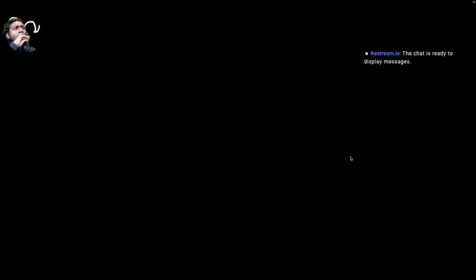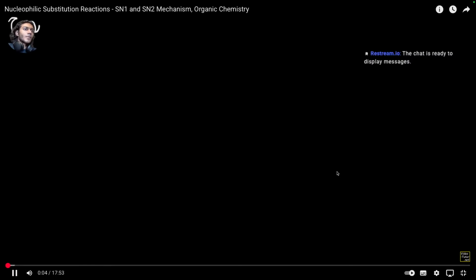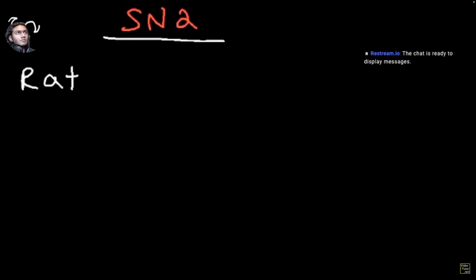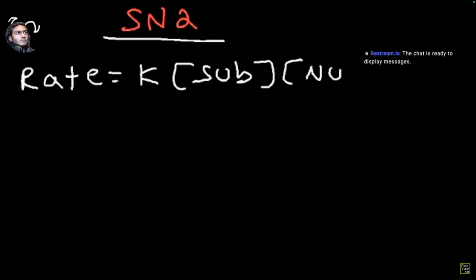In this video, we're going to focus on nucleophilic substitution reactions. There's two common types that you need to know, the SN1 reaction and the SN2 reaction. But let's begin our discussion with the SN2 reaction. This is a second-order nucleophilic substitution reaction. The rate of the reaction depends on the concentration of the substrate, and it depends on the concentration of the nucleophile. It's first order with respect to the substrate, and first order with respect to the nucleophile, but it's second order overall. That's why it's an SN2 reaction.